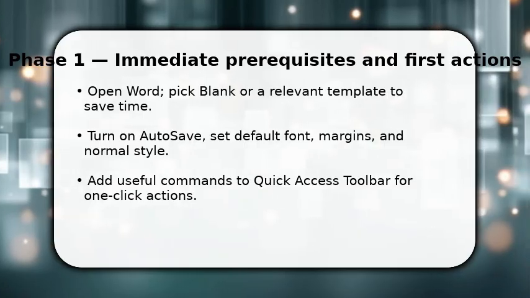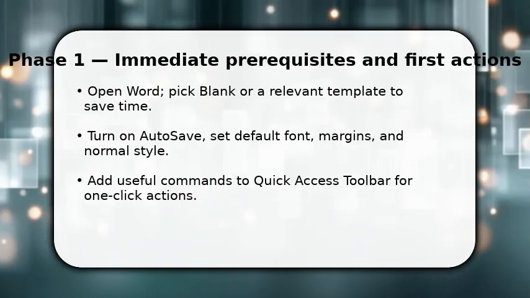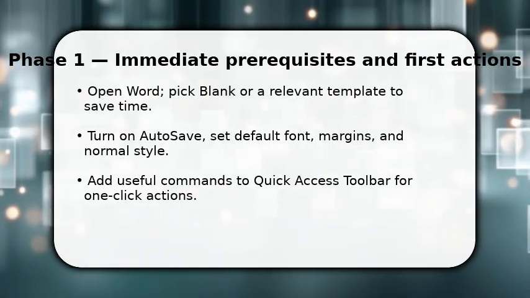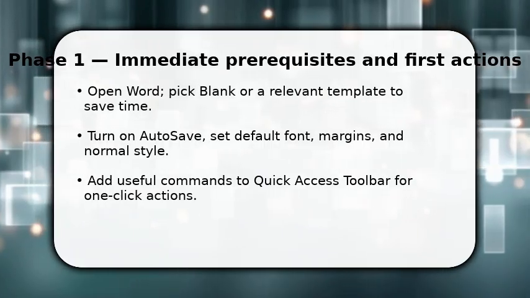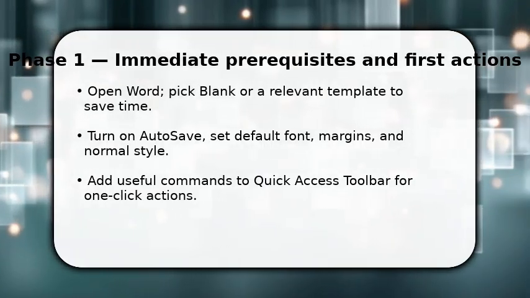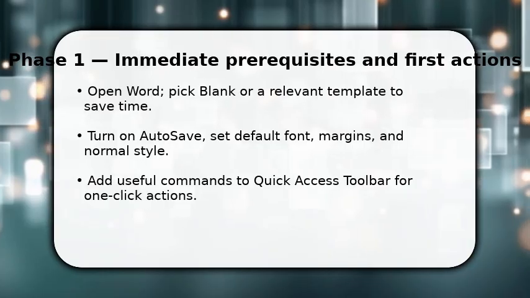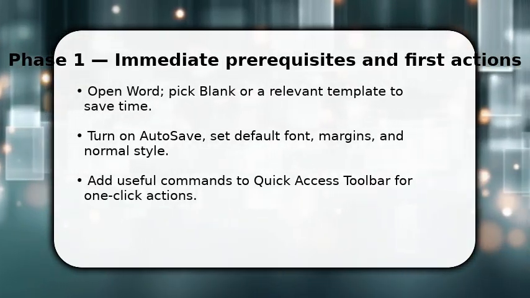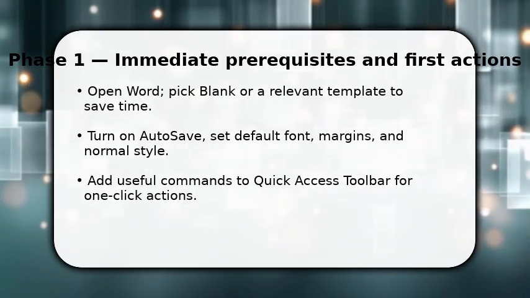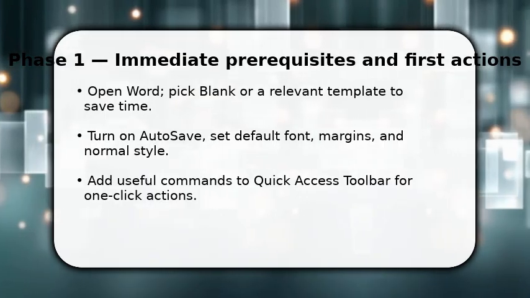You begin by opening Word and choosing either a blank document or a template that matches your goal. Once done, enable auto-save if available and set your default font, size, and margins so you don't repeat basic formatting. Make sure to pin common commands to the quick access toolbar for speed. This reduces repetitive clicks. You'll save minutes every session.